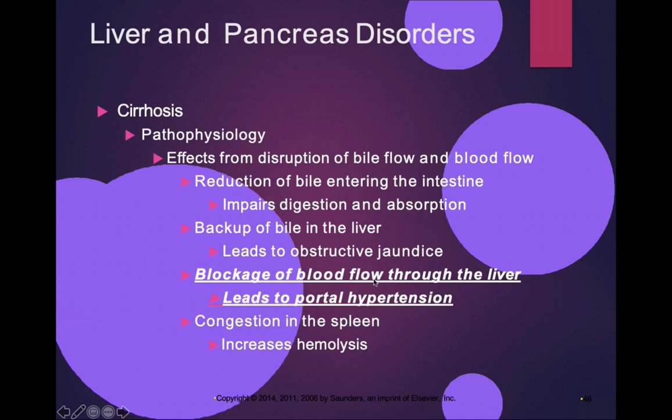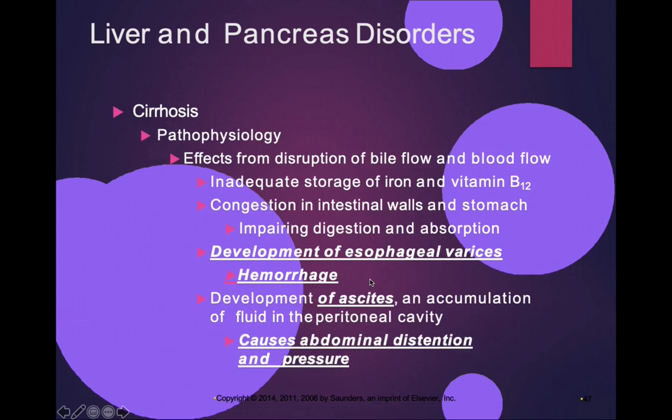You get blockage of blood flow through the liver. Now, this is a new one for us. It leads to portal hypertension. I'm going to show you what this is. Congestion in the spleen can lead to increased hemolysis.